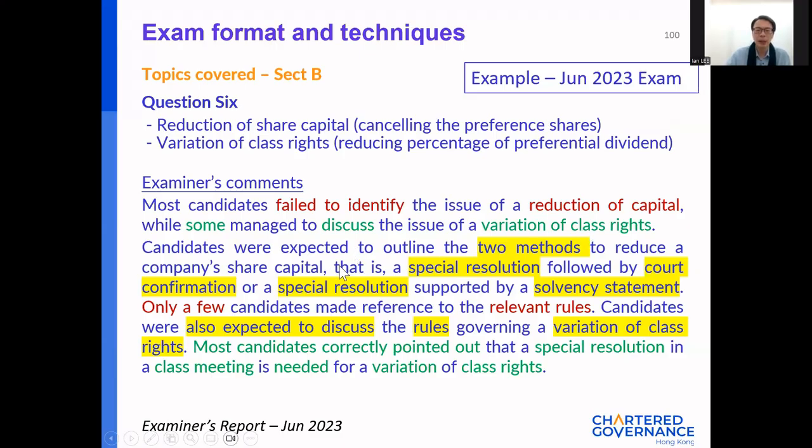That is very important. Candidates are expected to outline the two methods, which you will recall are under section 211. Only a few candidates make reference to the relevant rules. They are also expected to discuss the rules governing variation of class rights. Most pointed out that a special resolution is needed. So I think partially they did quite well. It's just a few items they missed out.